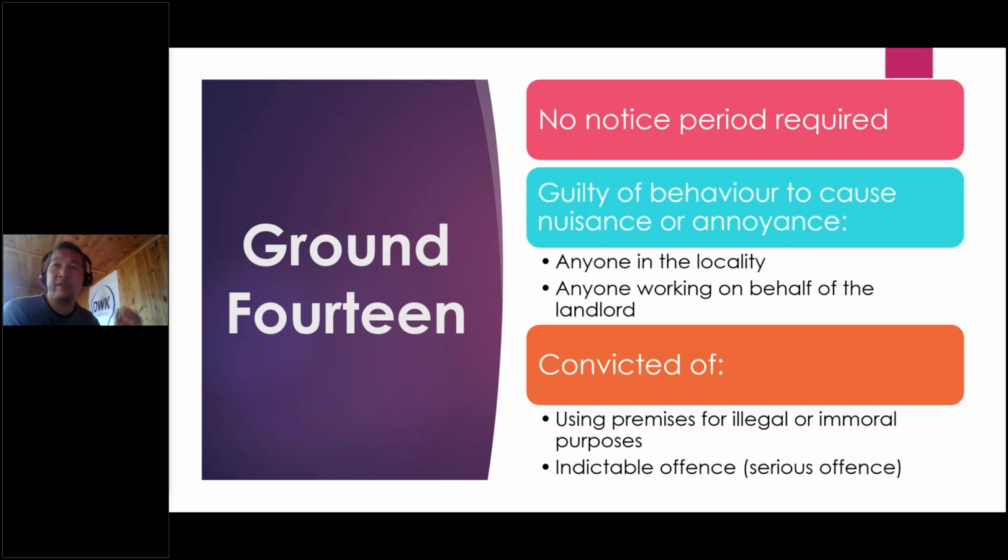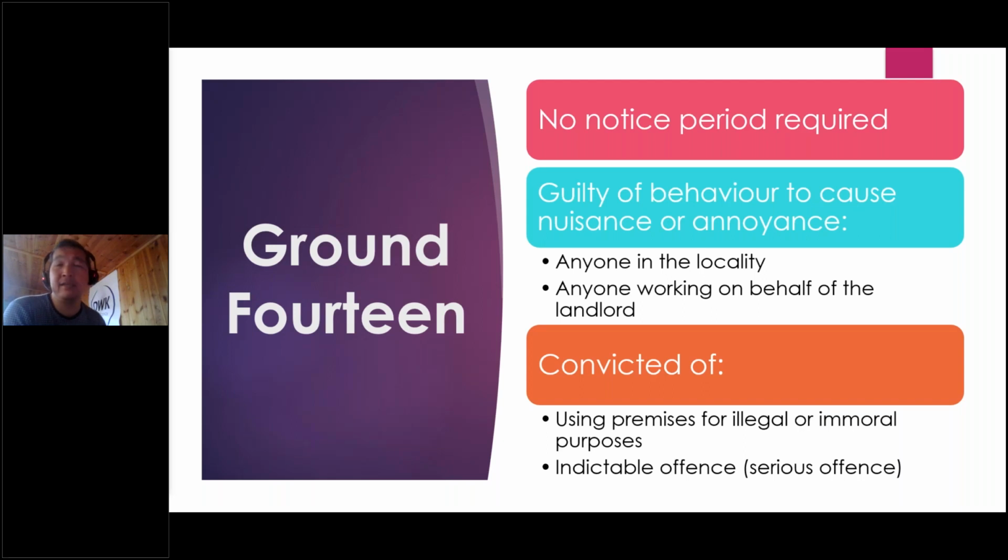So the first part is where they are guilty of. They don't need to be convicted, but you need to provide evidence that they've caused nuisance or annoyance to people in the locality. Again, that's quite wide-ranging in its definition. So anyone in the local area, or in the local postcode is probably a better way of saying it, or anyone that's working on behalf of you as a landlord or the agent. So contractors, those types of scenarios.